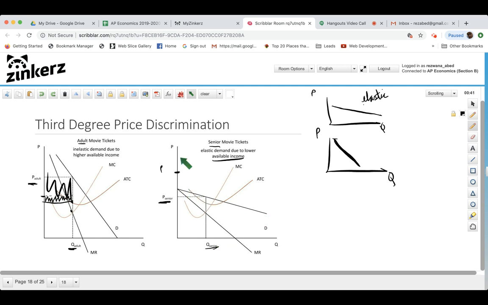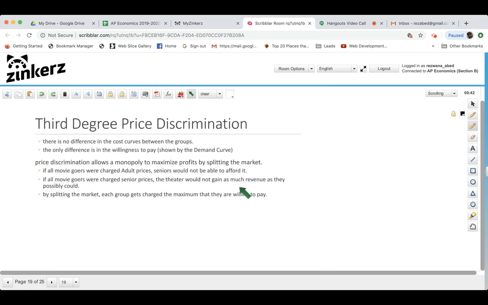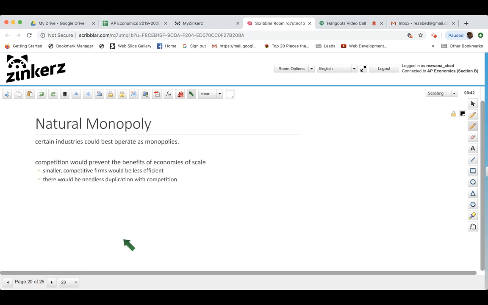So what I want you to understand from here is that this is not about an individual senior, this is a whole group of seniors. So anybody who comes in. So this is different from first degree price discrimination, because this is not about individuals, but about groups of people. They're separating them into groups, adults and seniors. Okay, this is what I just said.